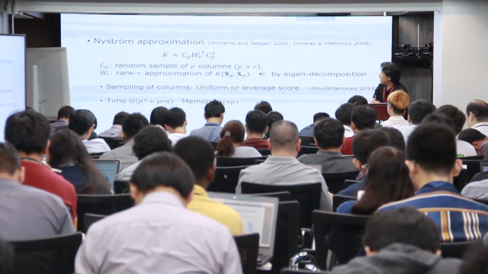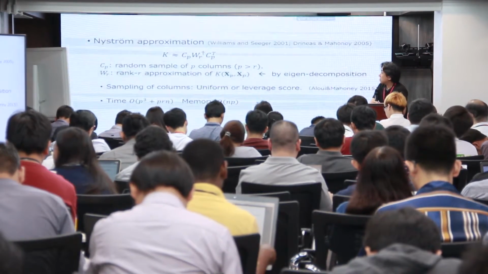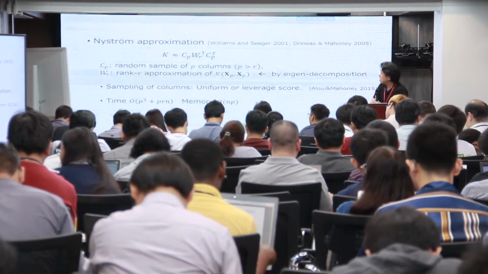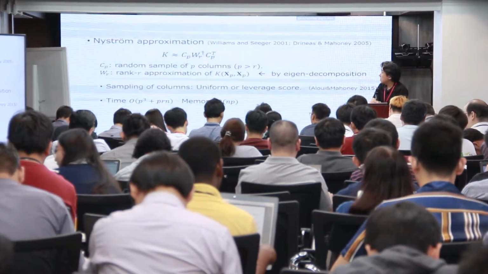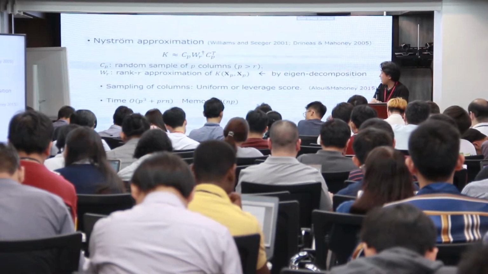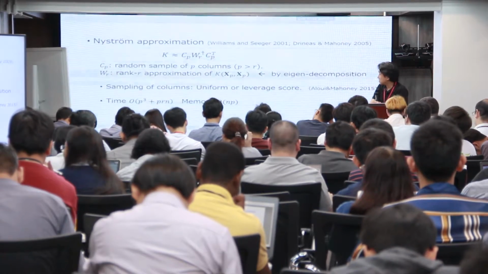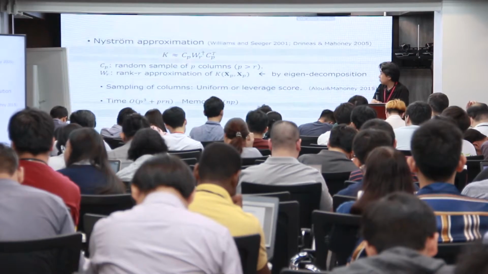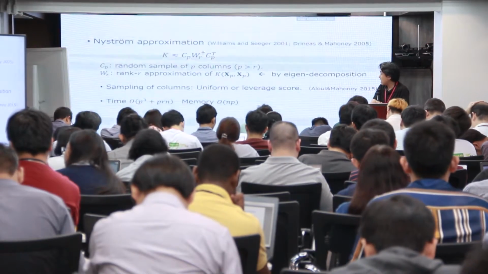So another famous method is Nyström approximation. This is slightly different from the incomplete Cholesky decomposition, but I skipped this one. And this is also linear in sample size n in time and memory.